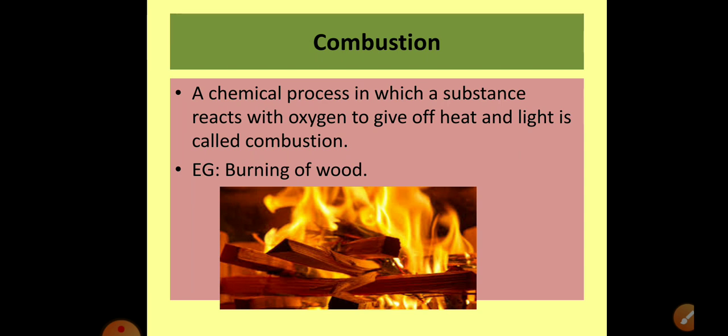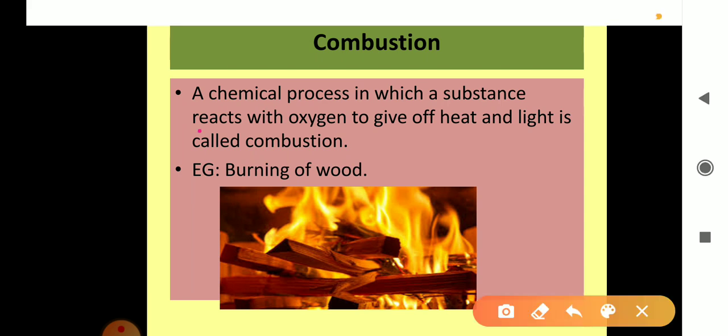The first topic of the chapter is combustion. Combustion is a chemical change, a process of burning of substances in which substances react with oxygen and give off heat and light energy. This whole process is called burning, right? Then here you will use the term combustion. That burning process is called combustion. Then simply we will say a chemical process in which substances react with oxygen to give off heat and light is called combustion.